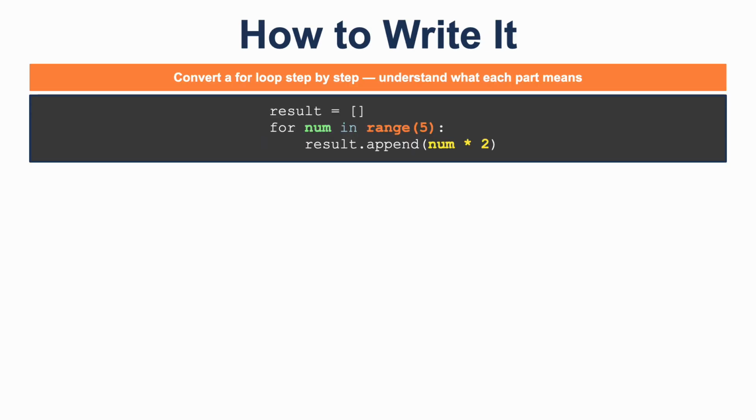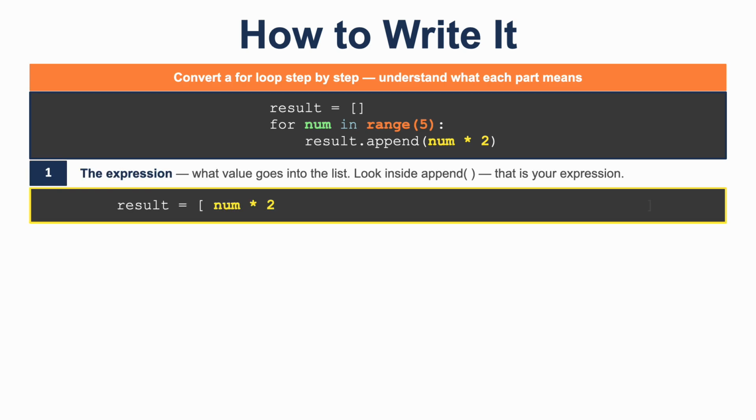Let's convert this for loop into a list comprehension. We have three things happening: an empty list being created, a loop running through range of 5, and number times 2 being appended each time. We will map each of these into the comprehension one step at a time.